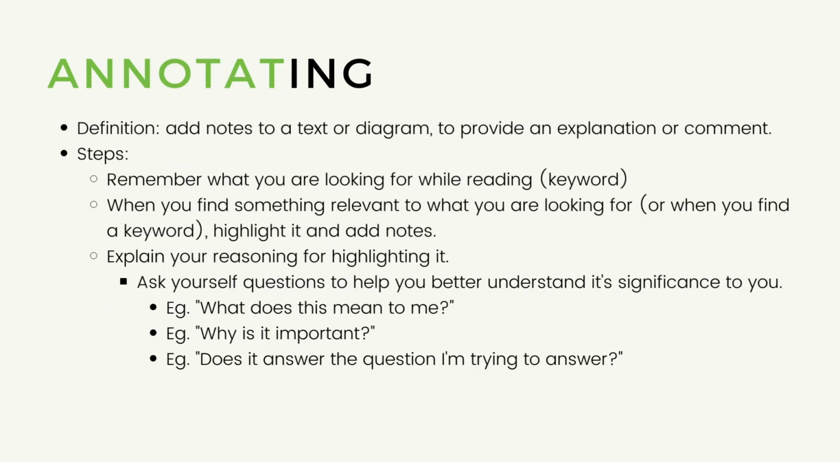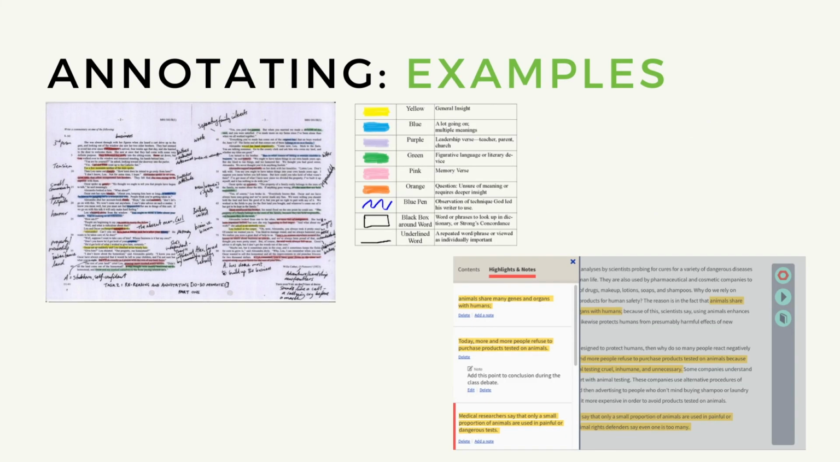The definition of annotating is adding notes to a text or diagram to provide an explanation or comment. You've probably seen this before, but it's just when you have a book or a text and you either add post-its or sticky notes, or you write directly in the book or on the paper, just any thoughts you have about that section, or it could be highlighting, underlining, anything like that, that's called annotating. Before we dive a little deeper into the steps of doing it, here are a couple of visual examples of annotating. So again, we have highlighting, underlining, writing.